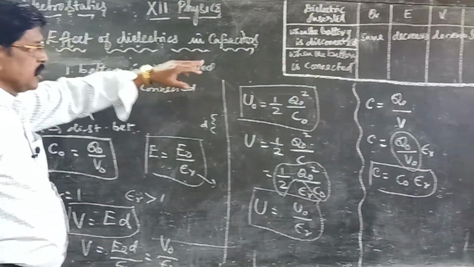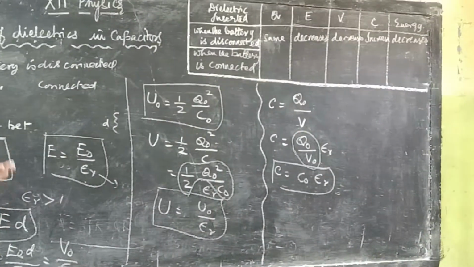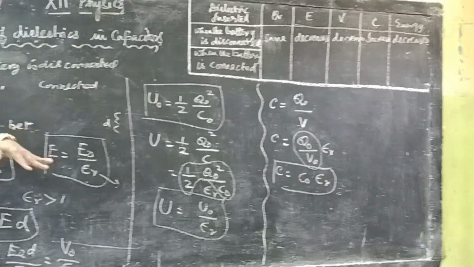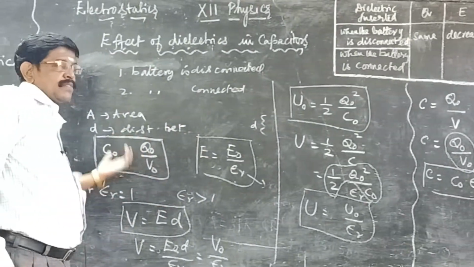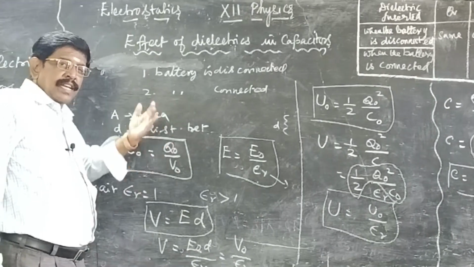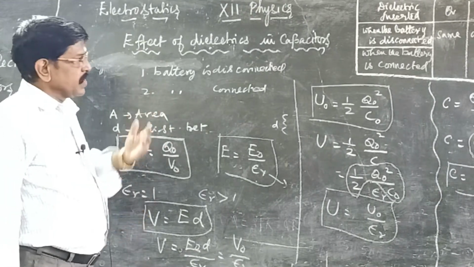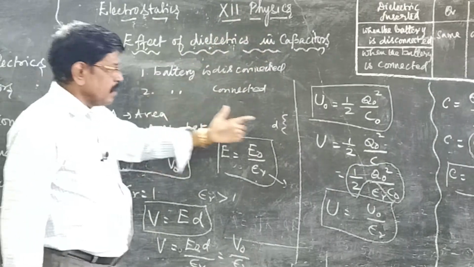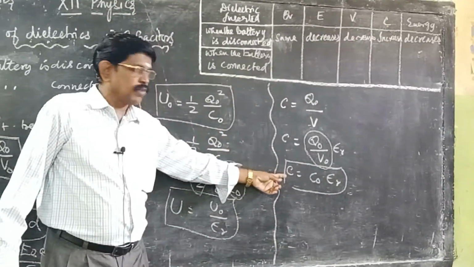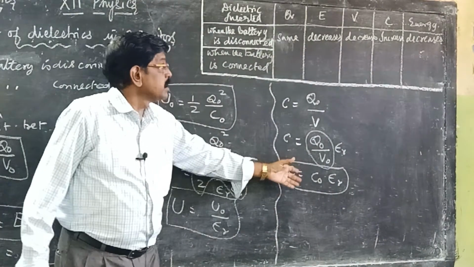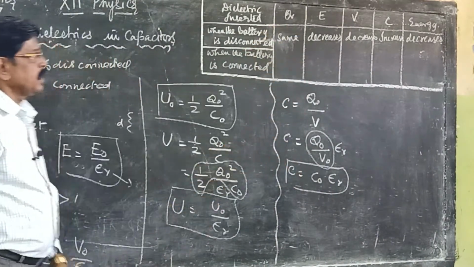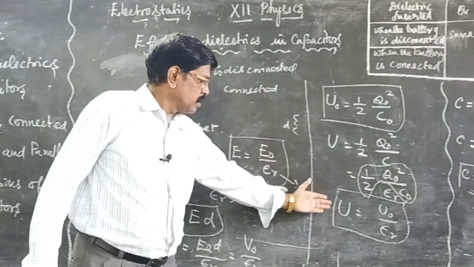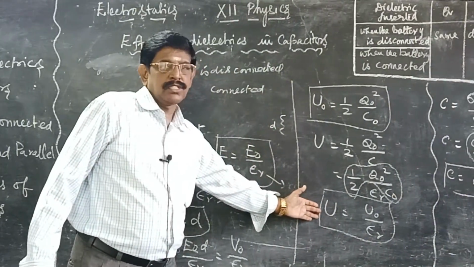When the battery is first connected and disconnected, after the removal the charge remains the same. Then what about the electric field? Because of the insertion of dielectric, the electric field decreases. If the electric field decreases, potential also decreases. Then we have seen the capacitance value is increasing as per this. Then the last one is energy. The energy value decreases. This is the case.